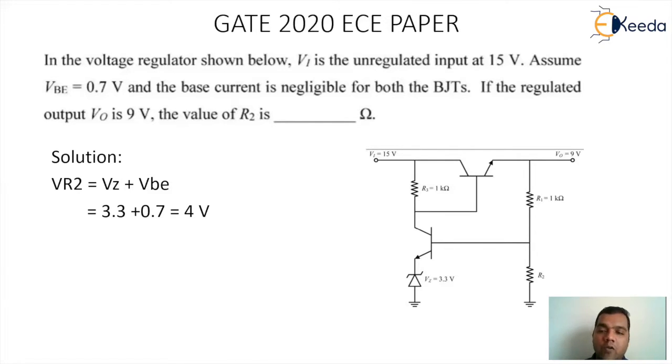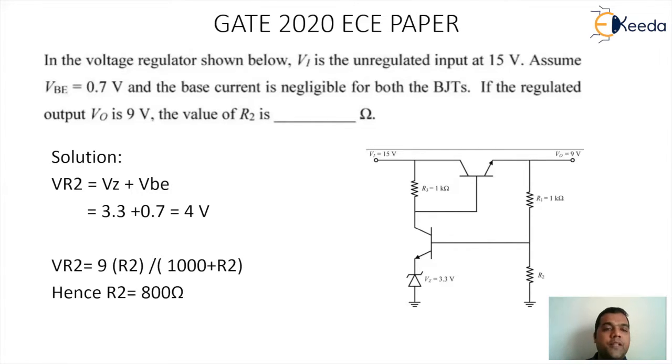volt, out of which we know the value of VO, which is actually 9 volt, and the R1 value is 1 kilo ohm, that is 1000. So on substituting the value of VR2 as 4 volt, you get the value of R2 as 800 ohms. So the answer is the value of R2 is 800 ohms.